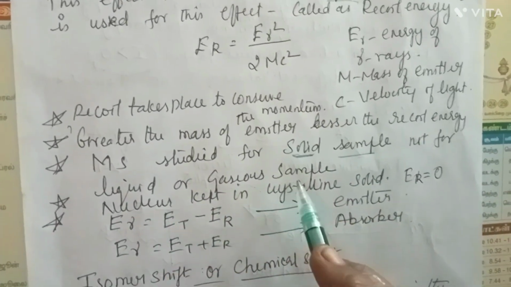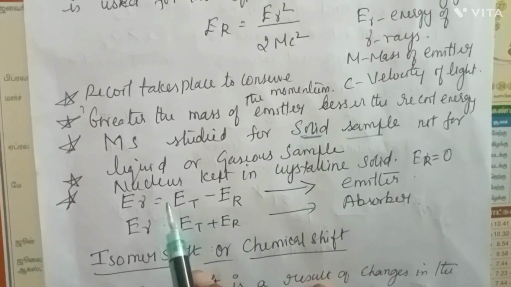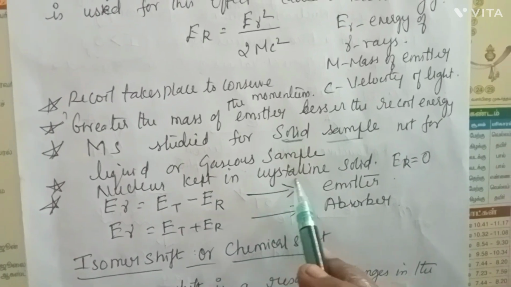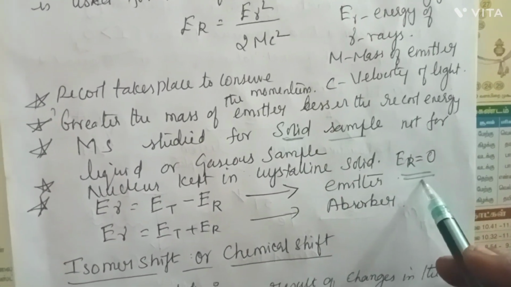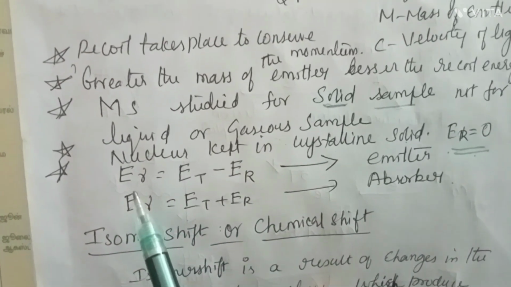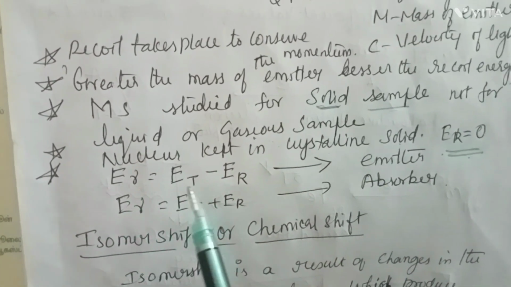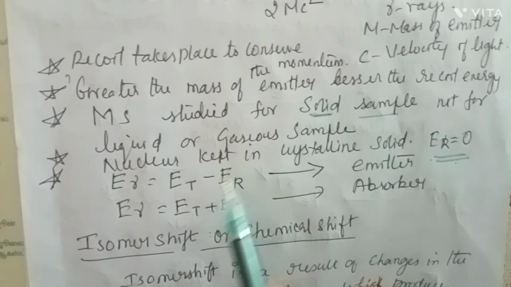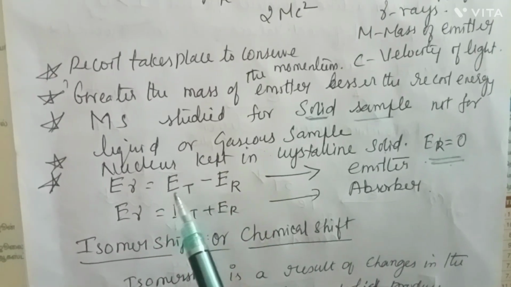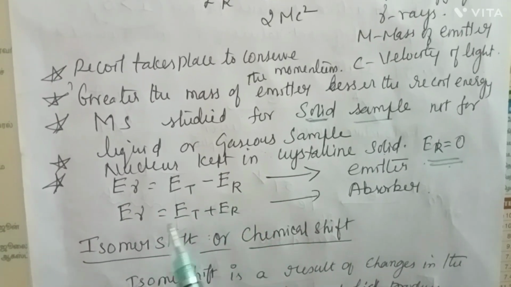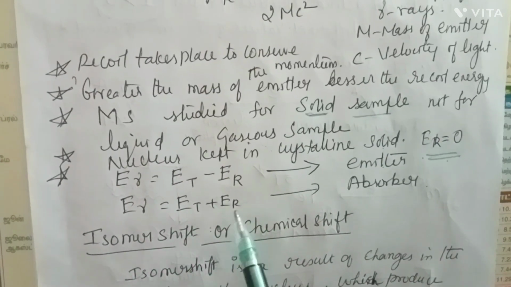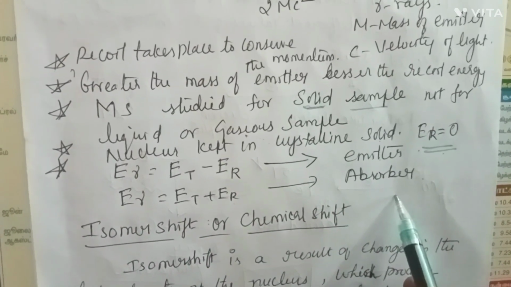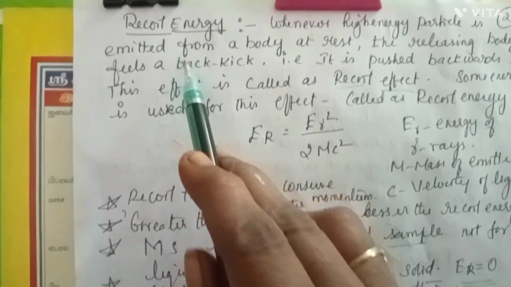So for solid samples the recoil energy will be very small, almost equal to 0. Usually the nucleus is kept in a crystalline solid and then studied, so that the recoil energy ER is equal to 0. The gamma ray energy for the emitter will be equal to the transition energy minus the recoil energy. For the absorber, the gamma ray energy will be equal to the transition energy plus the recoil energy. I have already discussed this in the previous video.